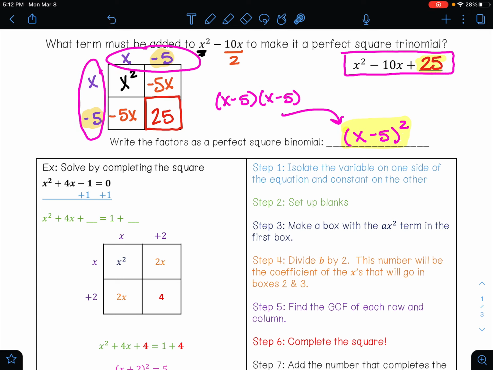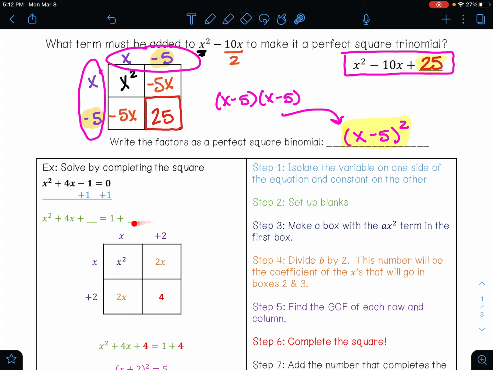So step 1 is you want to isolate the variables so that your x's are on one side of your equation and your number, or your constant, is on the other side. So in x squared plus 4x minus 1 equals 0, my first step is to add 1 to both sides. That way I have just my x's on the left side of the equation and my constant of 1 on the other side of the equation. Step 2 is to set up the blanks. What you add to one side to complete the square must be added to the other because we have an equation.